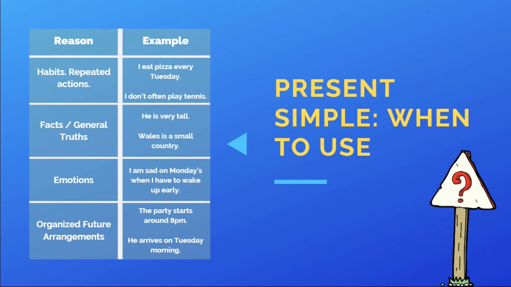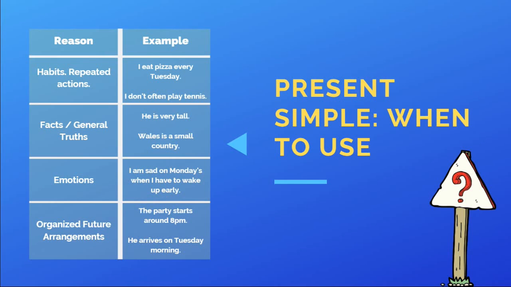Emotions. We can use the present tense with emotions. I am sad on Mondays when I have to wake up early. It's a fact, it's an emotion I'm expressing. I am sad on Mondays when I have to wake up early.